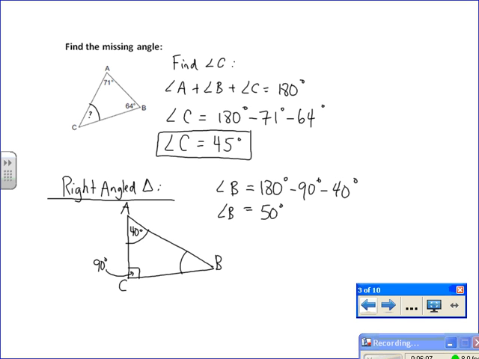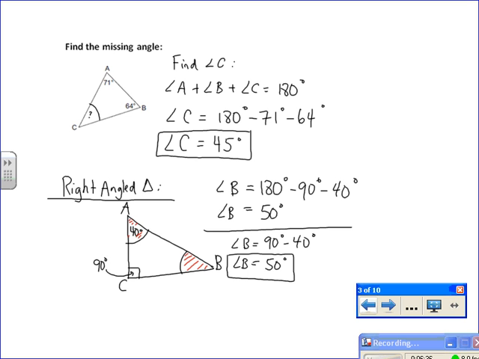That's one method. The other shortcut that I could use is to recognize that angle A plus angle B together have to equal 90 degrees. So a fast way to do that is to say angle B is just going to be equal to 90 minus angle A, and that's going to work out to be 50 degrees. Either way I do it, it's going to work.